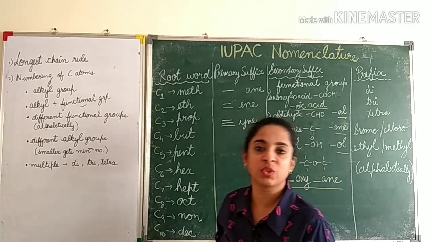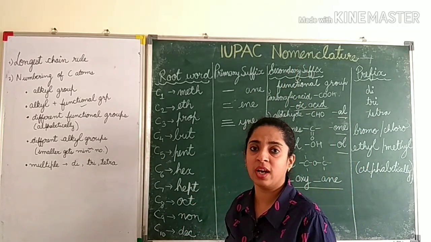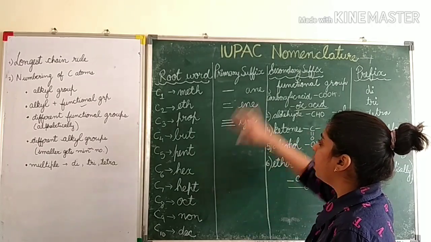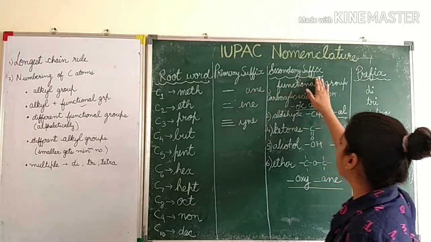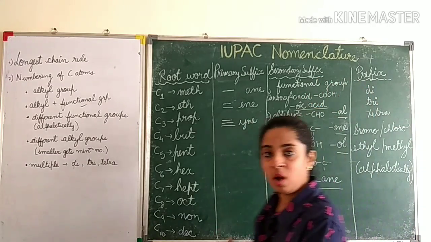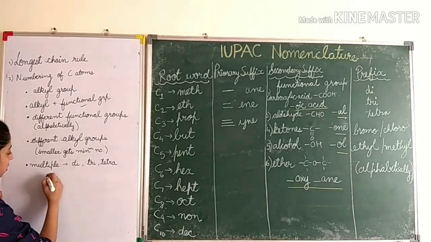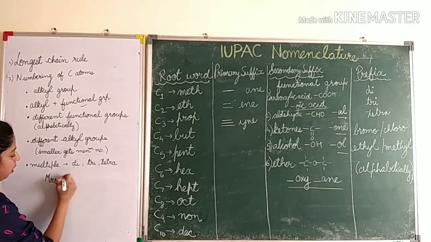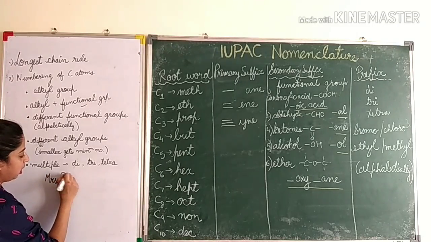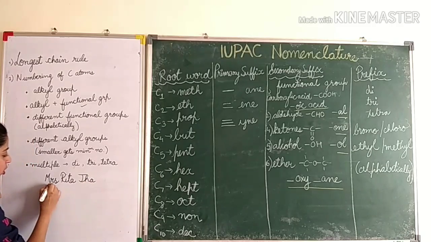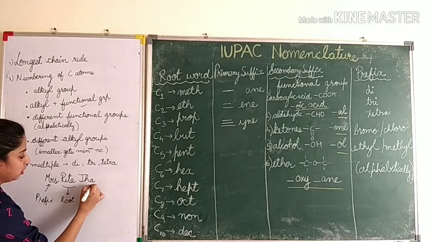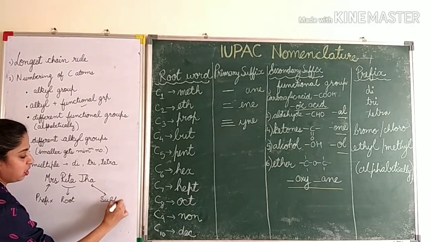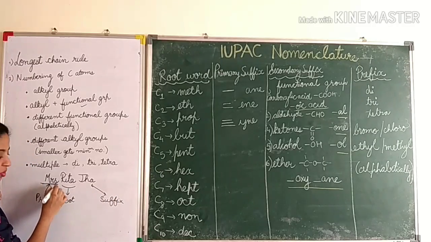So before going with the actual examples, first let's have a look at the rules. In any IUPAC name, there is a root word, primary suffix, secondary suffix and a prefix, and they come in an order. For example, when I write someone's name, for example, Mrs. Rita Jha, this is the prefix, this is the root word and this is the suffix. The surname is the suffix and here Mr. and Mrs. whatever is the prefix.